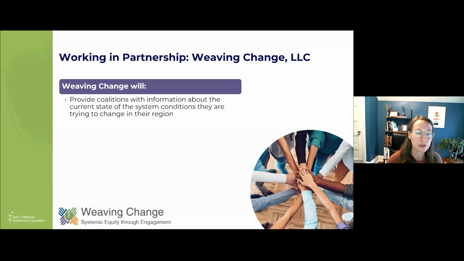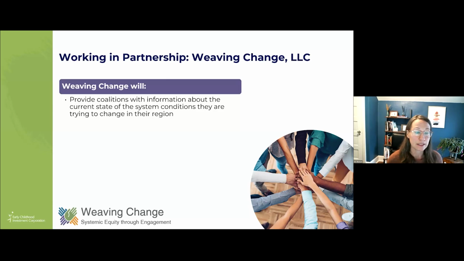And the evaluation is going to provide information about the current state of those things so that we focus on what are the changes you're trying to make in the first year and what information do you need to help guide your decision-making about the implementation you're working on.